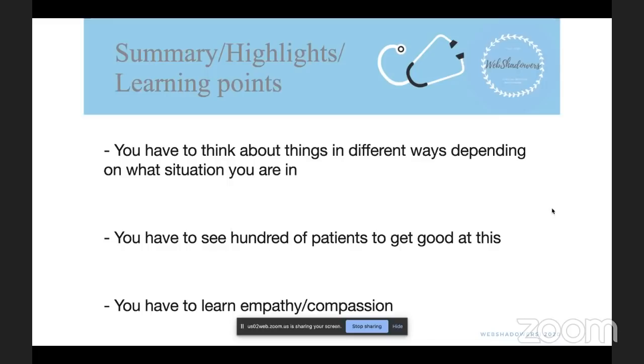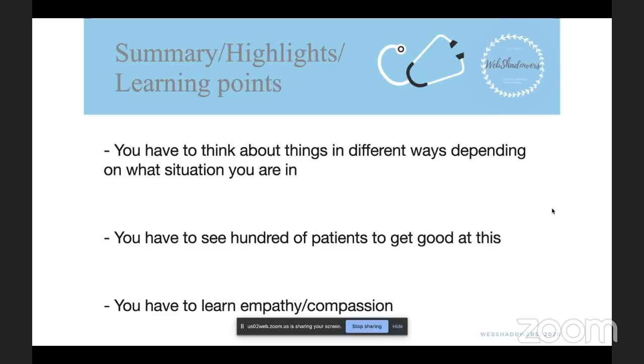You have to see hundreds of patients to get good at this. And you have to learn empathy, compassion. No one likes a rude doctor, right? That's not a good patient experience. And again, your job is to treat the patient. Your job is to manage their chronic conditions for decades. It's not like you're a hospitalist and you can have the luxury of treating the patient for their 1 to 3 days or however many days they're in the hospital, and then you're done.